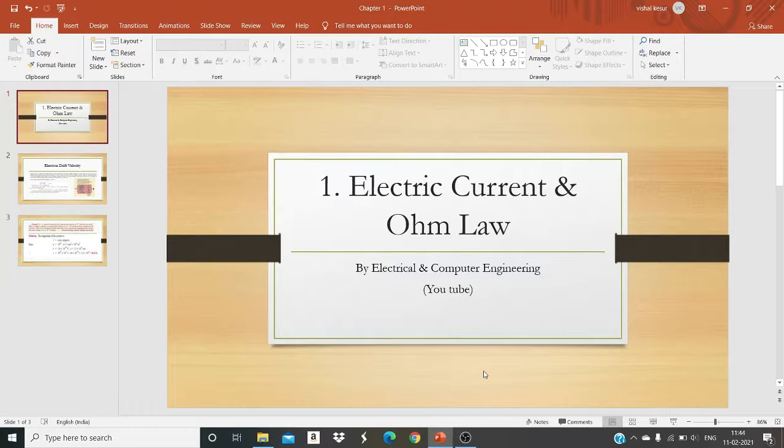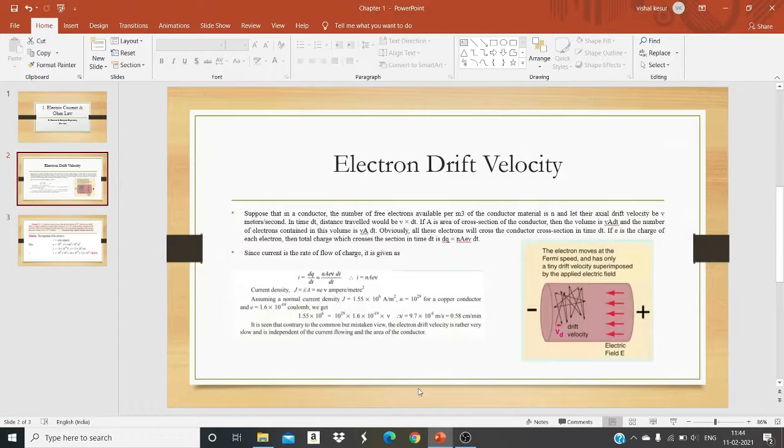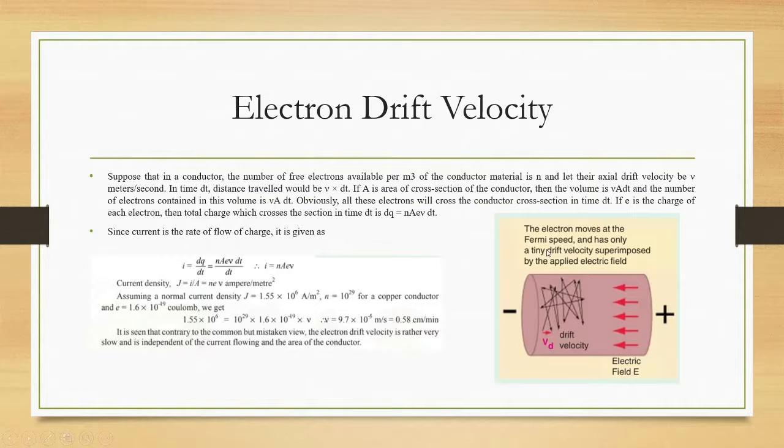So without wasting any time, let us start: what is electric current and Ohm's law? To understand this, first we should know what is electron drift velocity. Suppose there is a conductor, and the number of free electrons available per meter cube of the conductor material is n, right? Let the axial drift velocity be v, and in time dt, the distance traveled would be v into dt.